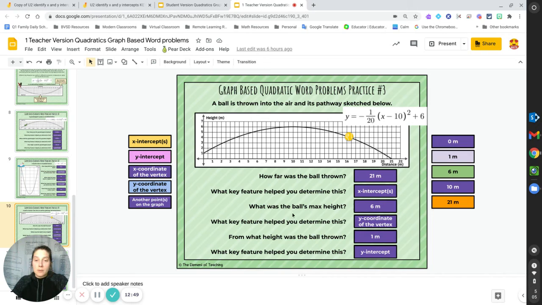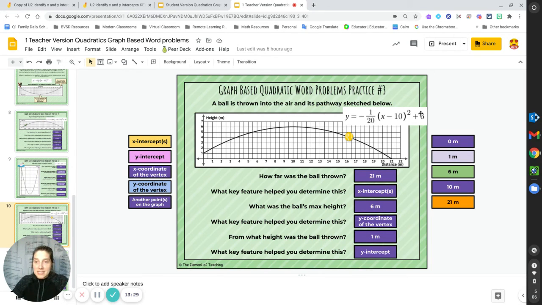What is the maximum height for the ball? The maximum height would be right here, and as high as it gets was 6 meters, and that is the y coordinate of the vertex for the height, and we can see that that's labeled on our y-axis. And then from what height was the ball thrown? So the ball is thrown right here. That is 1 meter, and the key feature that helps us determine that is it is the y-intercept. So when the ball starts off at 0 meters, it is starting at a height of 1 meter.